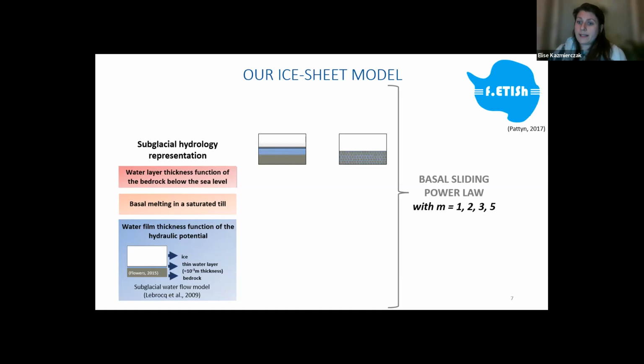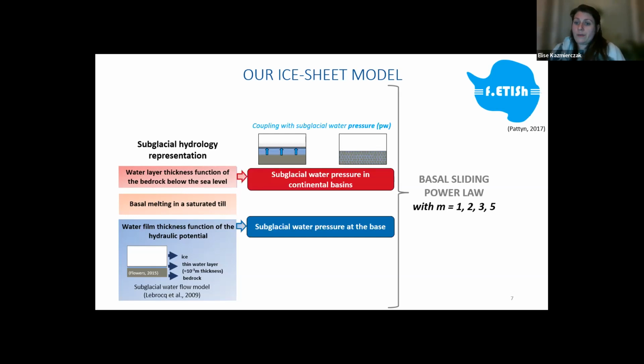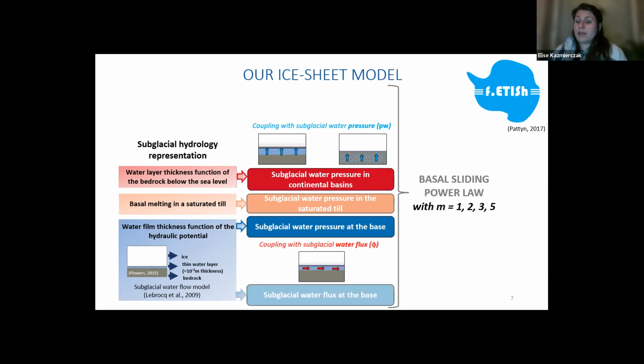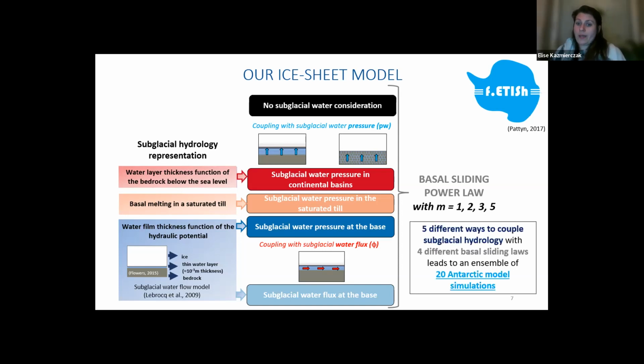To link these to basal sliding laws, we will use two consistent parameters: the subglacial water pressure between ice and bed or inside a till, which will be included in the calculation of the effective pressure, and also the subglacial water flux. These coupling options will be compared to a control simulation without any subglacial water consideration. So we have 5 different ways to couple subglacial hydrology with 4 different basal sliding laws, and it leads to an ensemble of 20 Antarctic model simulations.